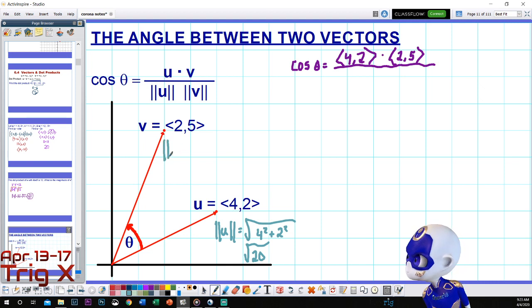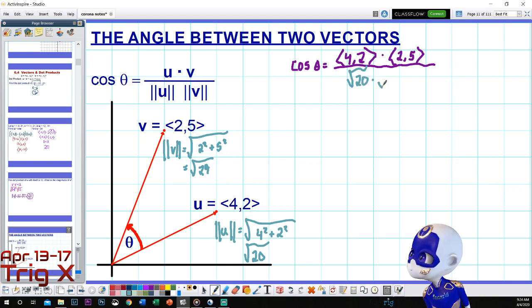Next, let's find the magnitude of v. In order to do that, again, I'm going to do the square roots. I've got 2 squared and 5 squared. That's going to give me the square root of 4 plus 25, which is 29. Alright, now I have those 2, and notice they're touching each other, so that means they're going to multiply. So I have the square root of 20 times the square root of 29. Okay, not bad so far.